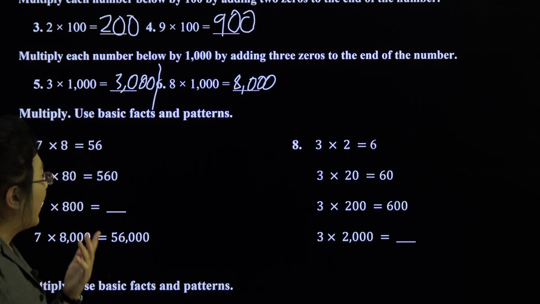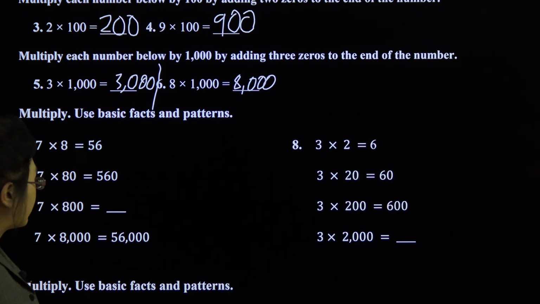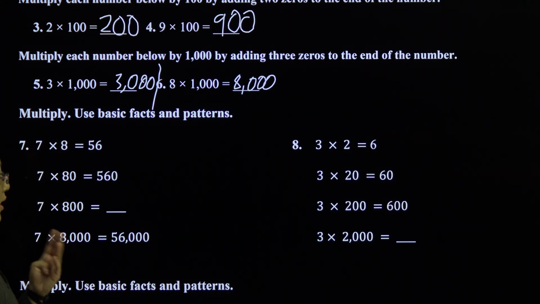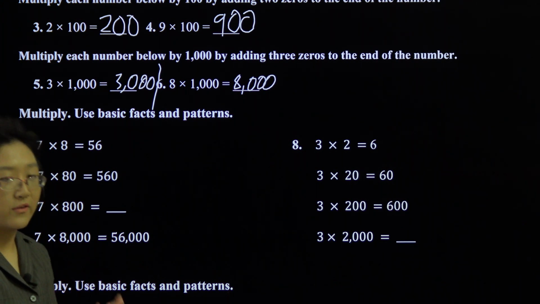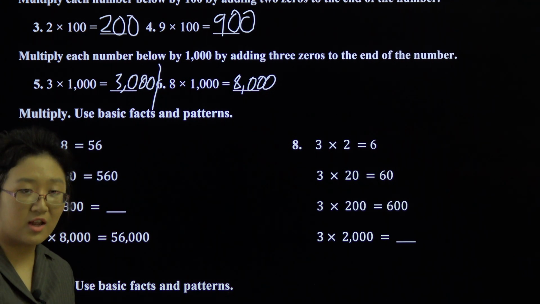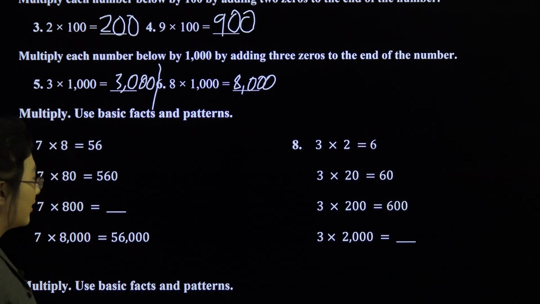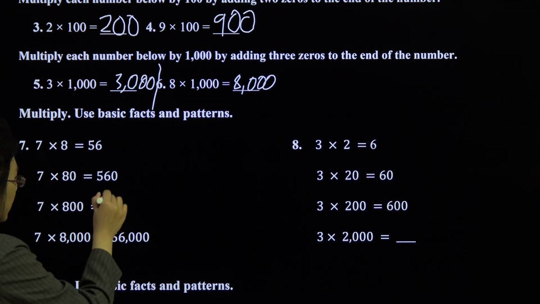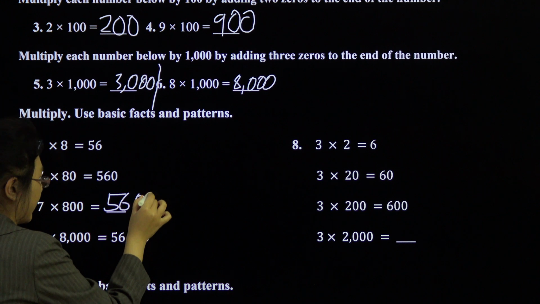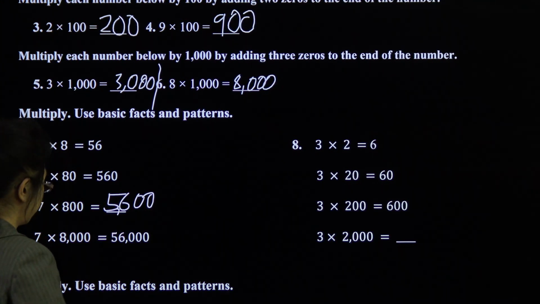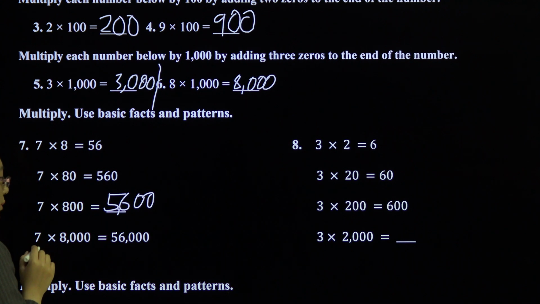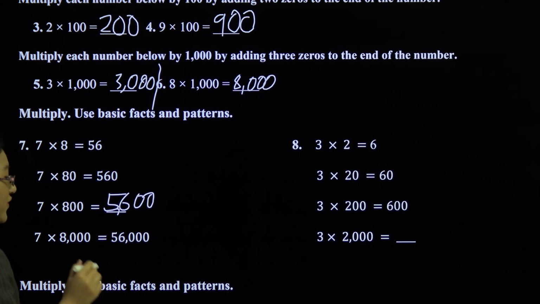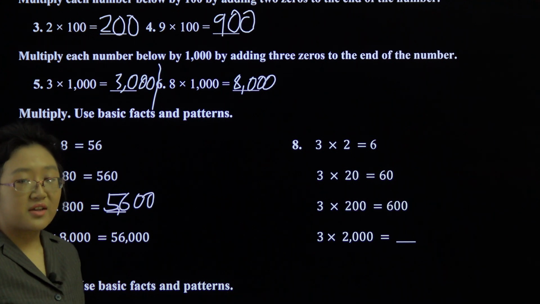Now we're going to find out how to do the same thing with multiples of 10, 100, and 1,000. For example, 7 times 8 is equal to 56. We all know this from our multiplication tables. 7 times 80 is 56 with 1 zero added, or 560. 7 times 800 would be 56 with 2 zeros added, or 5,600. And then we have 7 times 8,000, which is 56 with 3 zeros added, 56,000.